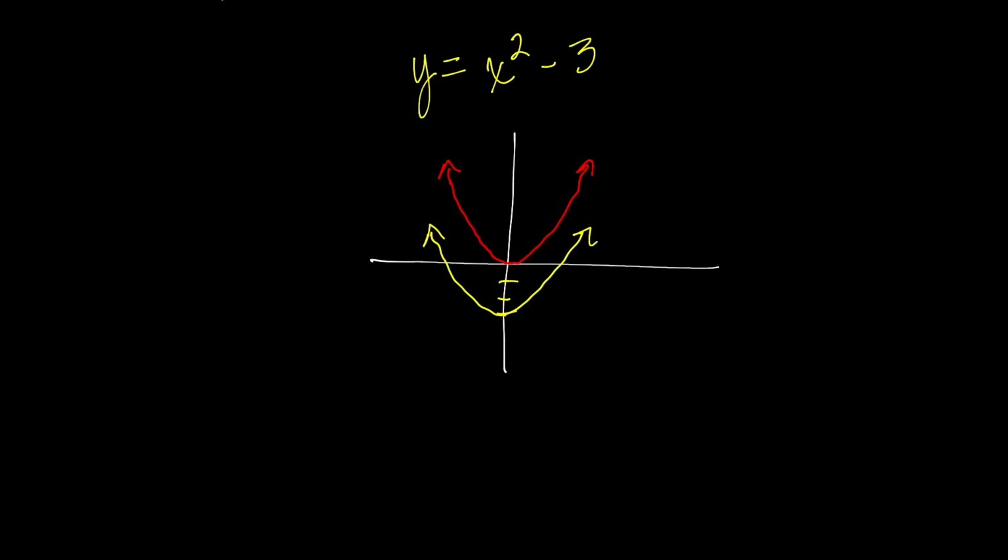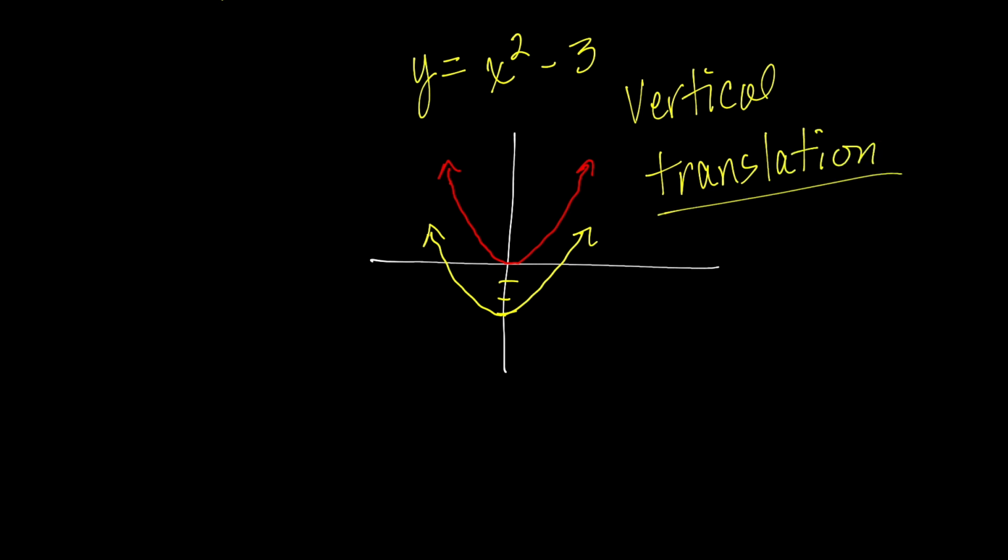So this is what we call a vertical transformation, or translation rather. It's a transformation, but a translation is a more specific term than a transformation. Translation means you're just moving the image, the pre-image, and it doesn't change its shape at all.